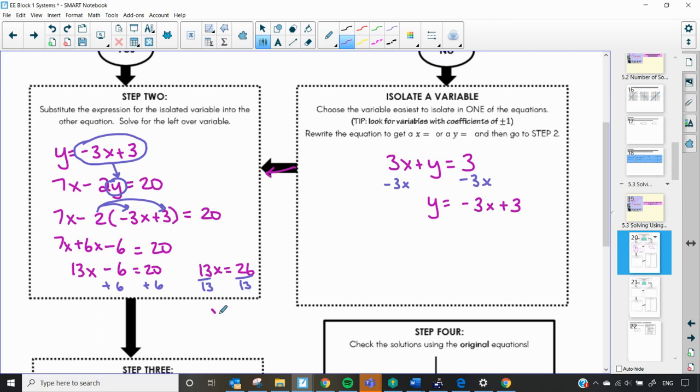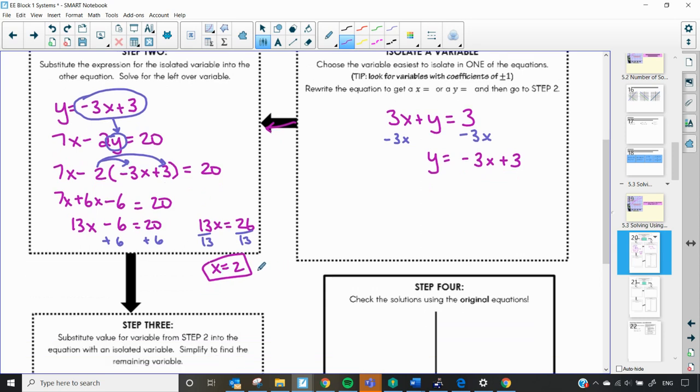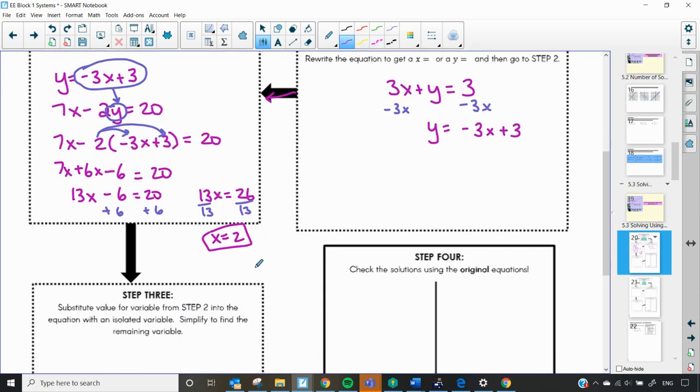And that gives me x equals 2. Now, there's obviously lots of opportunities for making mistakes just with algebra, so it's important that you check your math as you go. But ultimately, the difficult part of the new concept here is to just do that substitution. Now, once we have x equals 2, we need to figure out what y is.